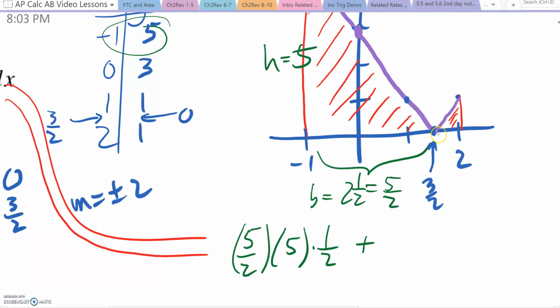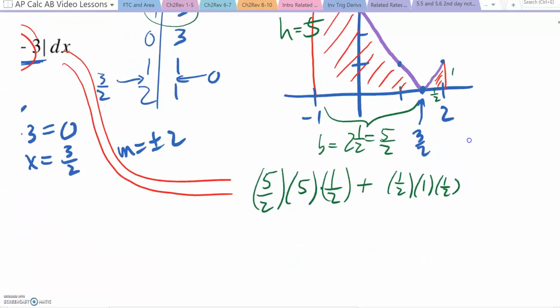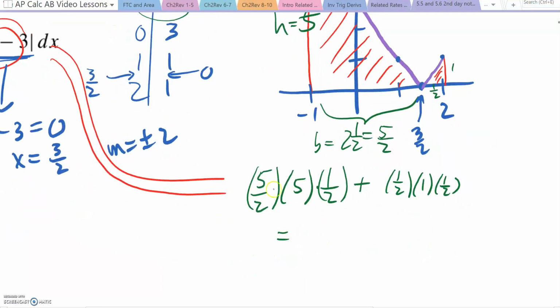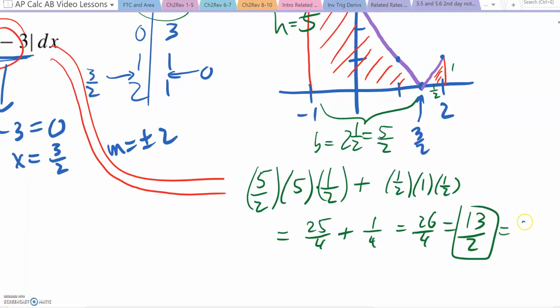This is only 1/2 unit wide, but it is 1 unit tall. So we'll go base times height, and then divided by 2, or times 1/2, kind of like we did over here. So at this point, we're just going to put this all together. So 5 times 5 times 1 is 25 over 4. And then we've got 1 times 1 times 1 over 4. That's 26/4, which is 13 over 2, which is great. Or you can call it 6 1/2.